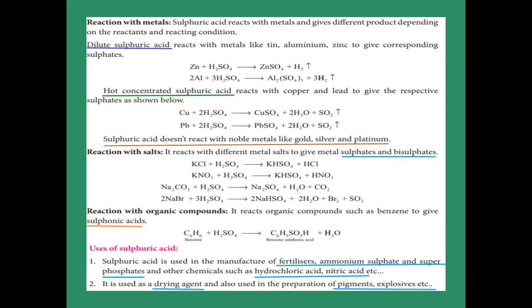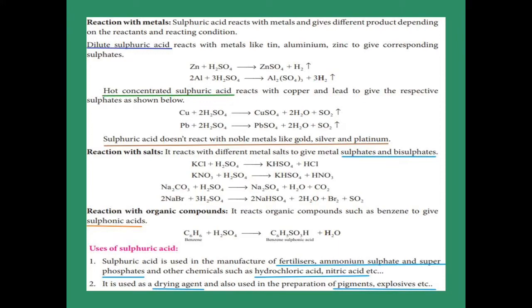Then hot concentrated sulfuric acid reacted with the metal gives a different product. That concentrated sulfuric acid gives sulfur dioxide gas along with water. You see that in the first one, copper with the sulfuric acid gives copper sulfate salt along with water and sulfur dioxide. Then another one, lead. Lead is reacted with the sulfuric acid, it gives lead sulfate plus water plus sulfur dioxide. So dilute sulfuric acid gives hydrogen gas, but hot concentrated sulfuric acid gives water along with sulfur dioxide gas. Please remember this one.